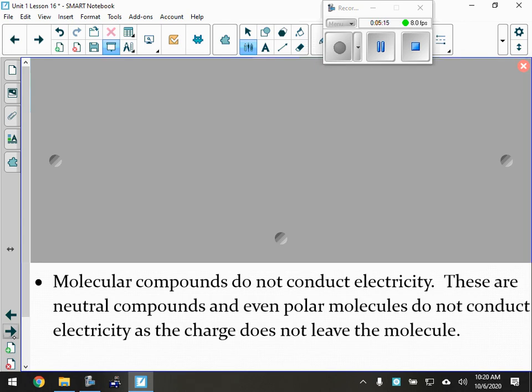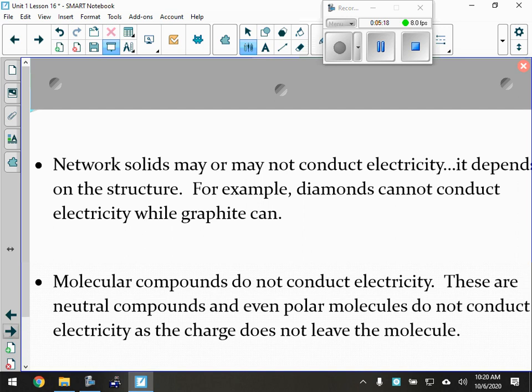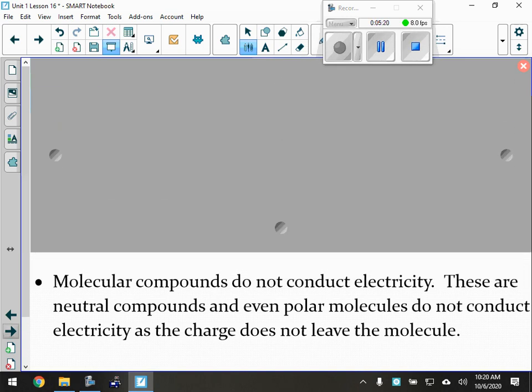Molecular, what's underneath here? Oh yeah, we just skipped all. Don't worry about that. Molecular compounds. This you're going to have to write down. This is new. Molecular compounds do not conduct electricity, ever. Never ever.